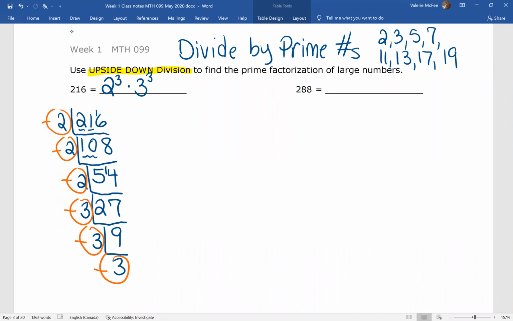Pause your video and use upside down division to prime factor 288.